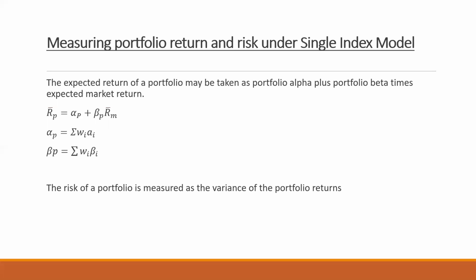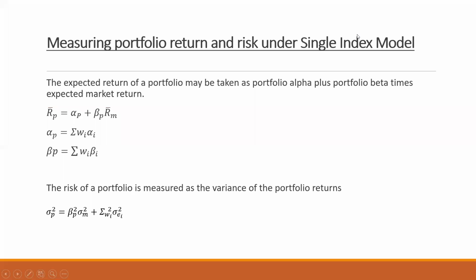Now, how do we calculate the alpha of the portfolio? Portfolio alpha is calculated by calculating the weighted average of the specific returns of individual securities. We take the proportion of investment in the securities into the alpha value of each security, and we add it up, and that is how we get the portfolio alpha.